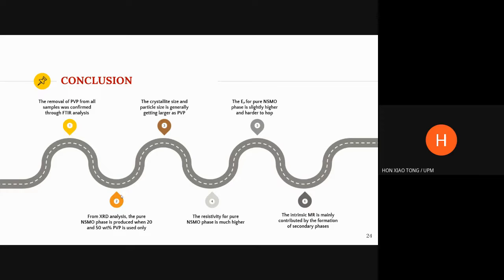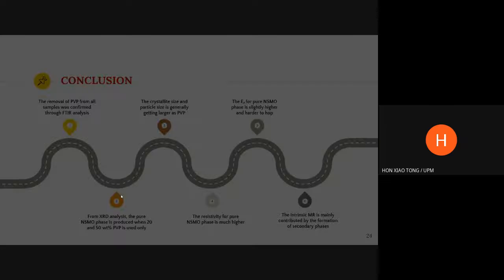And in one word, we can say that in this project, the concentration of PVP does not affect much the properties of the sample, while the contribution of the secondary phase has played a more important role in controlling the structure and microstructure as well as the transport behavior of my sample.